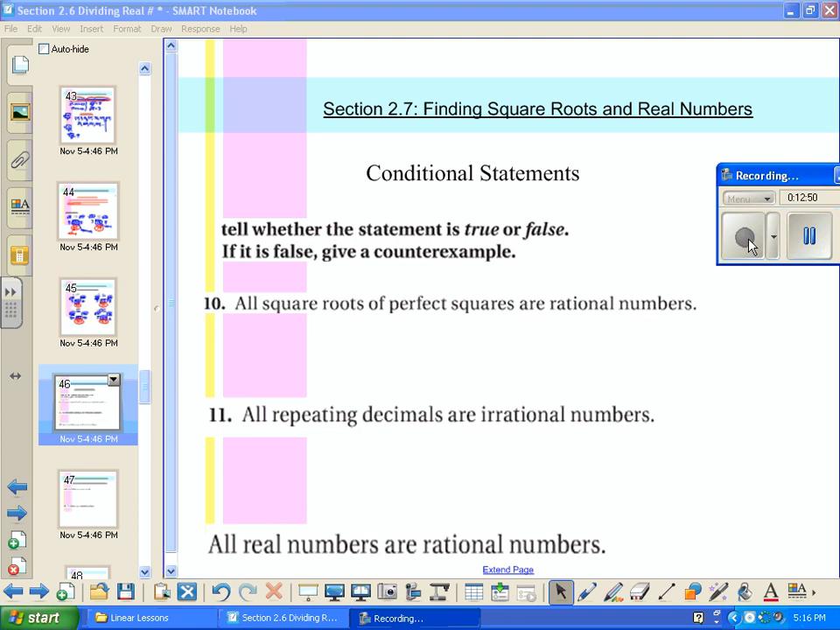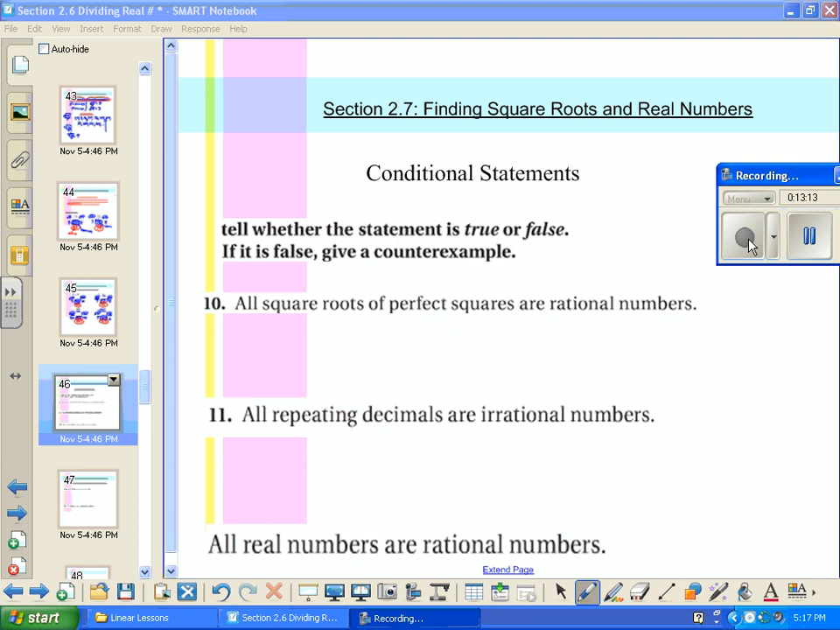Last thing I want to go through to help you with some of the problems on the assignment are some of these conditional statements or true-false statements like we've done in the past in this class. So just going through a couple examples here of what you might see. Sometimes they're in if-then form, where it says like if this, then this. These also work for true-false.